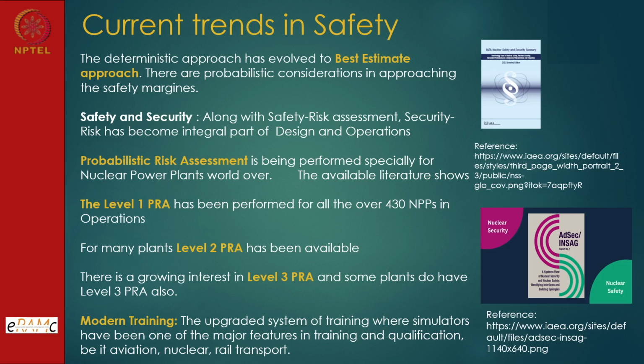And level 3 PRA means the accident consequences are being evaluated at the plant boundary or in the public domain. And of course, the ultimate objective is that the plant consequences should not reach the public areas. So that is how level 3 PRA is performed.